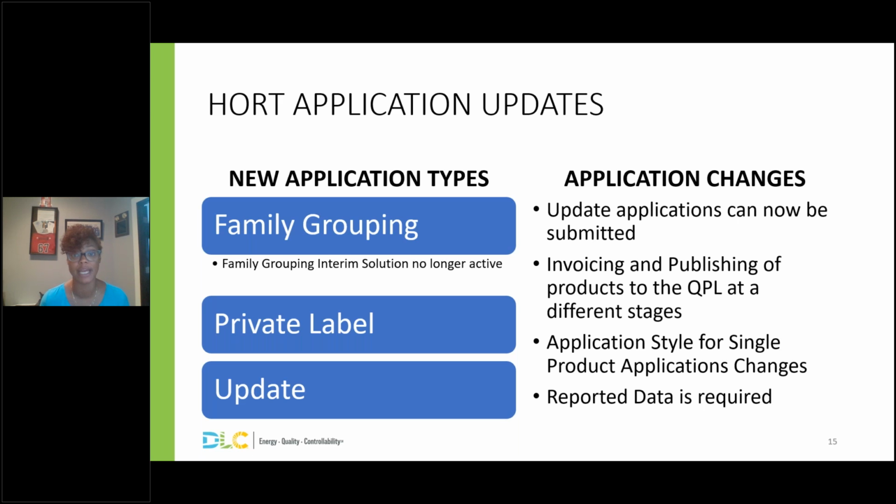Some of the other application changes are that, of course, applications can now be submitted, but also the invoicing and publishing of products to the QPL occur at different stages. I'll go into more detail on that on a future slide. One of the main differences is the style of the application. I'll go into that difference in a later slide, as well as the fact that reported data is now required. That means manufacturers can provide estimates of their reported performance of their products and have that listed on the QPL.